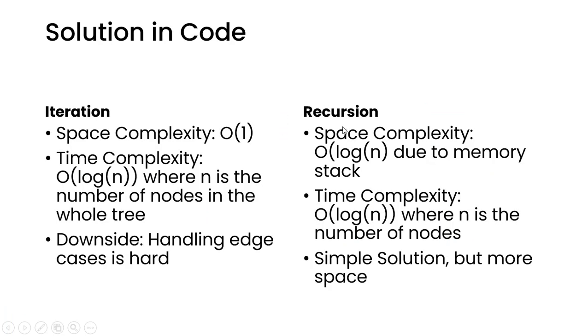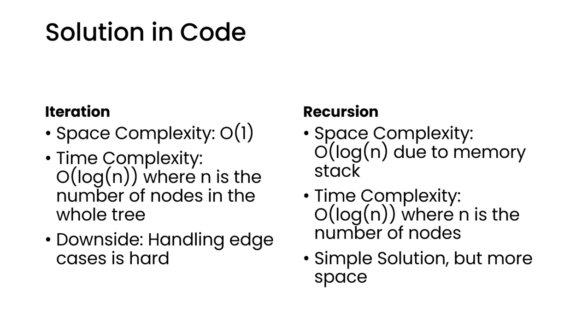So that's it for this problem, and now let's see the complexity for this solution. If you're going to use an iteration approach, the space complexity will be O(1) and the time complexity will be O(log n), where n is the number of nodes in the whole tree, and you can calculate the math yourself. It's just the same as the searching algorithm. But there is a downside for iteration. You will have a couple of edge cases which you will need to make sure you fix to make an efficient solution.